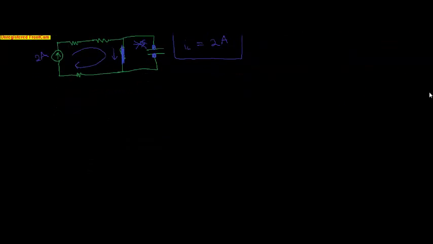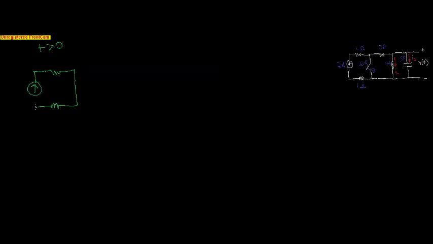But let's move on. Now the next step is to draw the circuit for time greater than 0. So there's our original circuit, and let's draw this thing for t greater than 0. Okay, so that goes here. Notice that the switch is now closed. It's our 2 ohm, the inductor, and the capacitor.